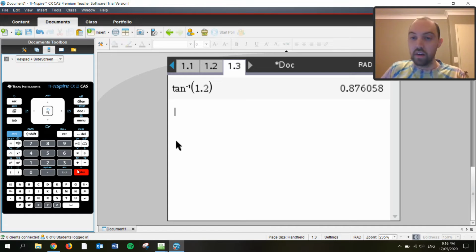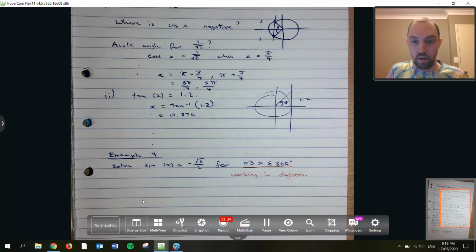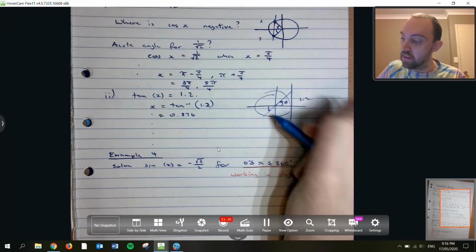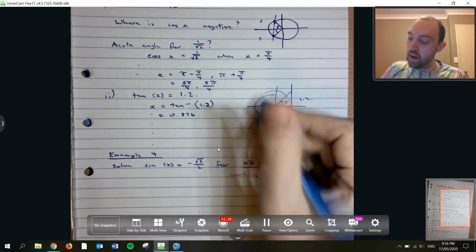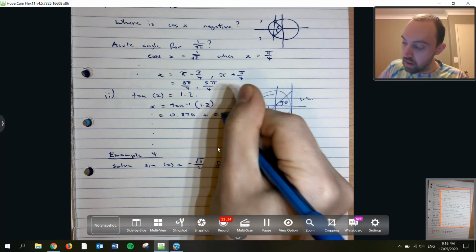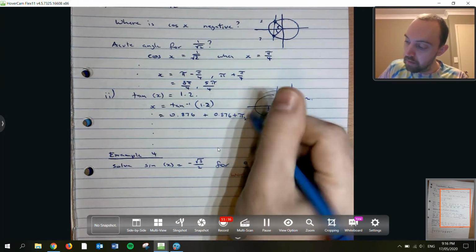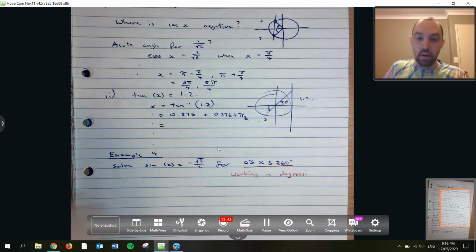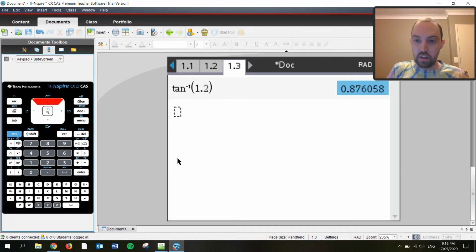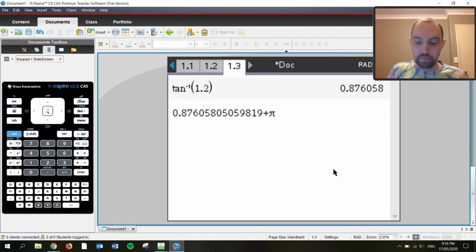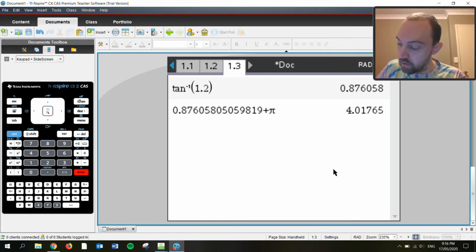But there's another solution where this happens. The period of tan is 180 degrees, and you might be thinking about this side here. Tan is positive in our third quadrant as well. So we have another solution where we take that and we add pi. Let's go back to our calculator. So we'll take that answer and we'll add pi. So 0.876 and 4.018.